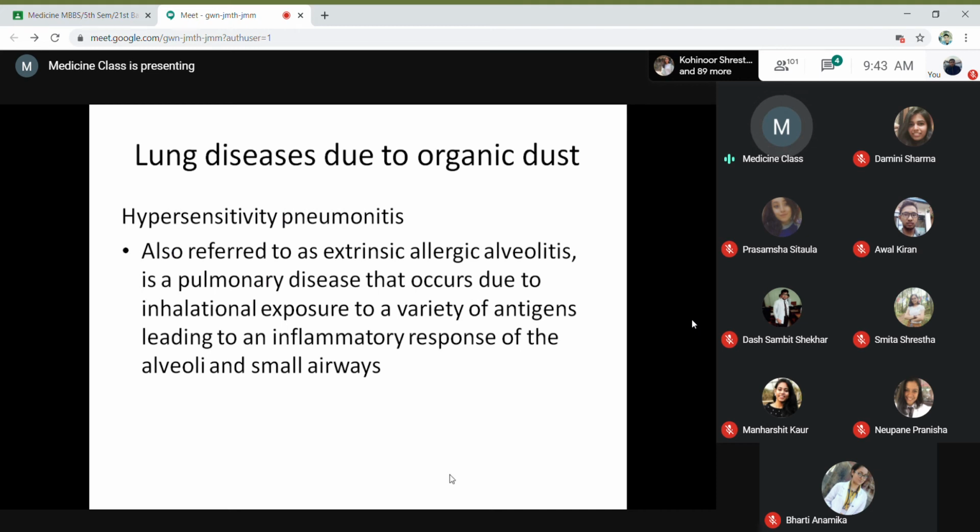As we have said, it is generally because of hypersensitivity pneumonitis. This hypersensitivity pneumonitis is also referred to as extrinsic allergic alveolitis. It is a pulmonary disease that occurs due to inhalational exposure to a variety of antigens, leading to an inflammatory response in the alveoli and small airways. So there will be exposure to some inhalational agent, and the antigen present in it is responsible for the inflammatory response that takes place in the alveoli and the small airways.